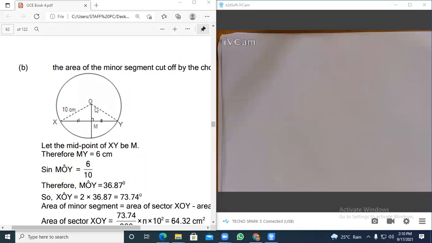The other thing that you should know is that when we draw the two radii OX and OY, they create two pizza-like shapes. Pizza-like shapes. I know you like pizza. So you can see X, Y, this shape.